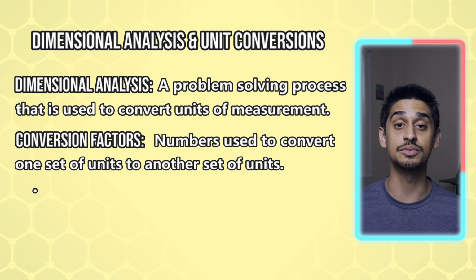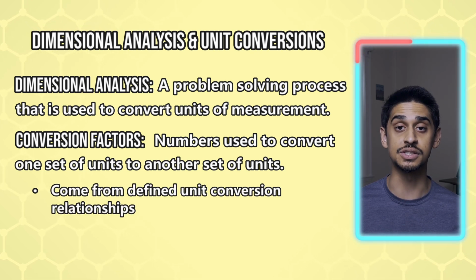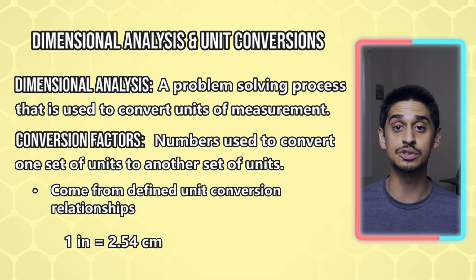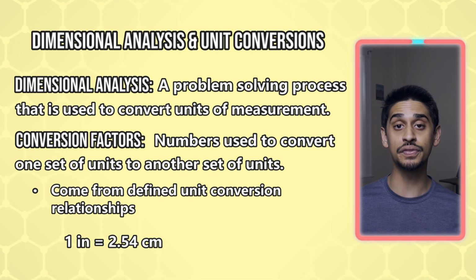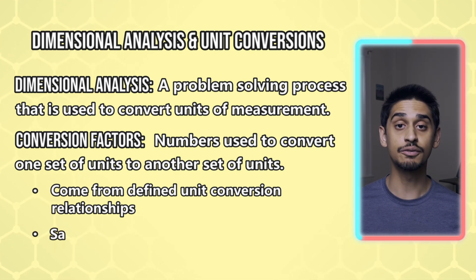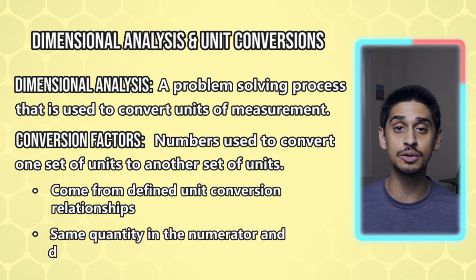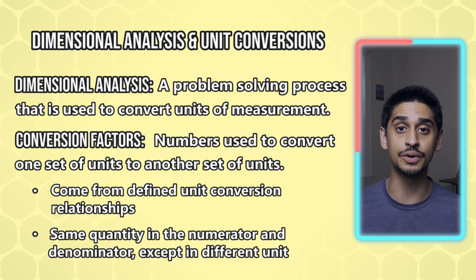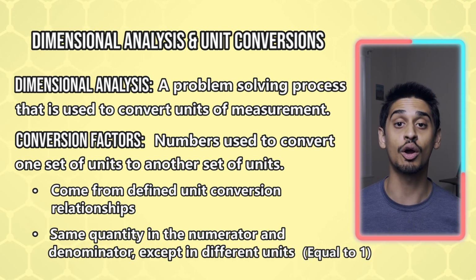These are derived from defined unit conversion relationships, such as 1 inch equals 2.54 centimeters or 1,000 grams equals 1 kilogram. Conversion factors are the same quantity in the numerator and the denominator, except in different units. This means that conversion factors are equal to 1.